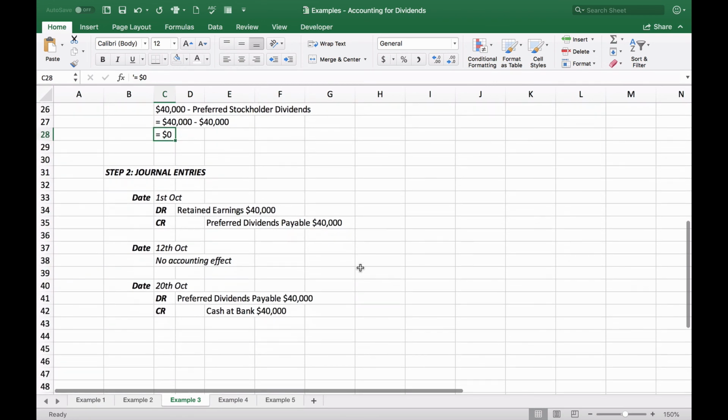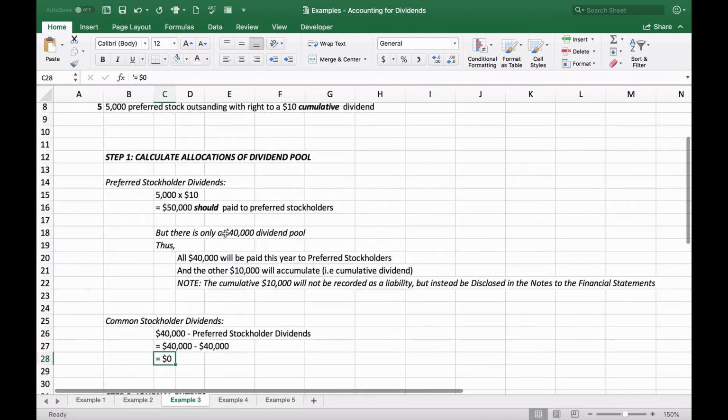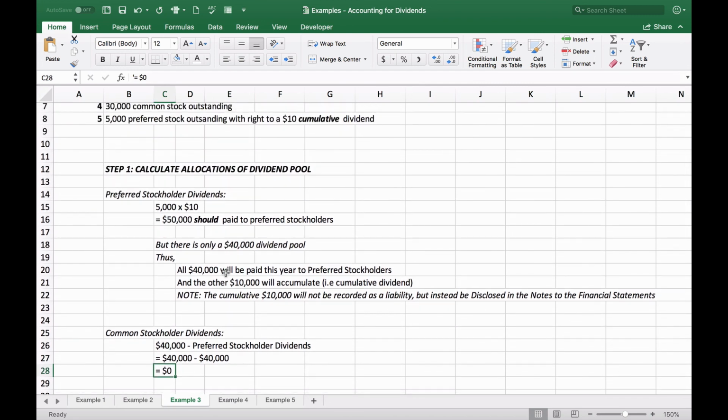Alright, so let's go on to the journal entries. Again, this should look kind of familiar. Retained earnings, debit 40,000, credit preferred dividends payable, 40,000 on the declaration date. On the payment date, debit the preferred dividends payable 40,000, credit cash at bank 40,000. This time there are no common stockholders or ordinary shareholders recorded in the journal entries because they don't get a dividend, because it has to go to the preference stockholders first, and the common stockholder dividends won't be paid until this $10,000 cumulative dividend is paid at a later date.